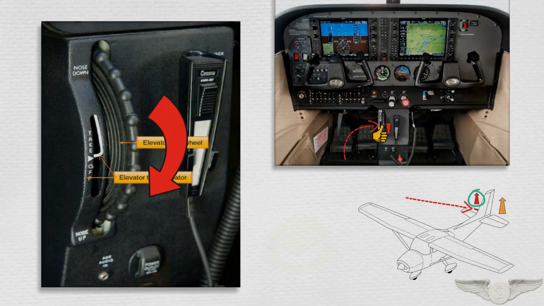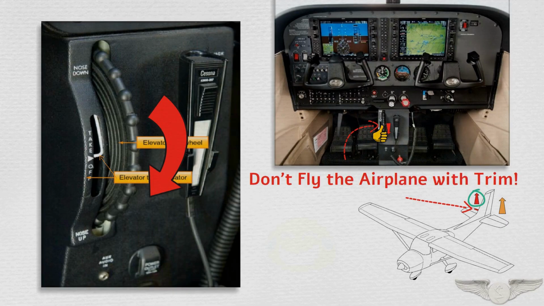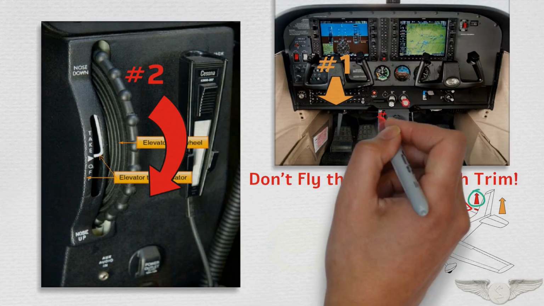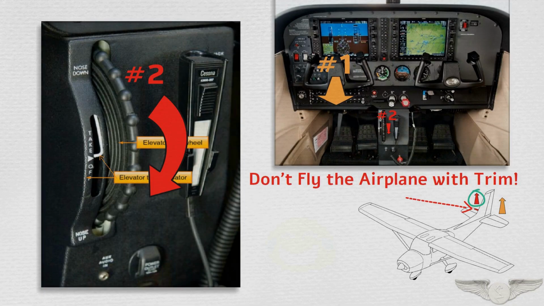Do not fly the airplane with the trim. This is a very common error for new pilots, and the quicker you can learn not to fly the airplane with the trim, the quicker you will progress through the rest of your flight training. Practice doesn't make perfect, but it definitely does make proficient. Just to reiterate, we set the attitude of the nose first using the yoke, and then we offset those pressures using the trim wheel. Control yoke first, trim second.